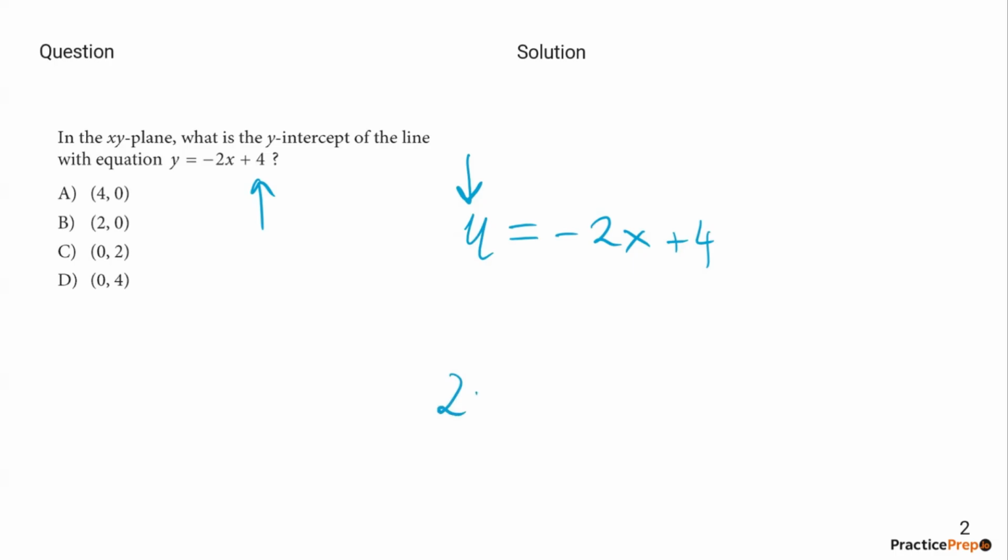But what if they said 2y is equal to -2x plus 4? Well, then you would have to divide both sides by 2 to get your correct y-intercept. And since this is not the case in this question, you can confidently state that y-intercept is 4. So the y-intercept is going to be x comma y is equal to 0 comma 4.